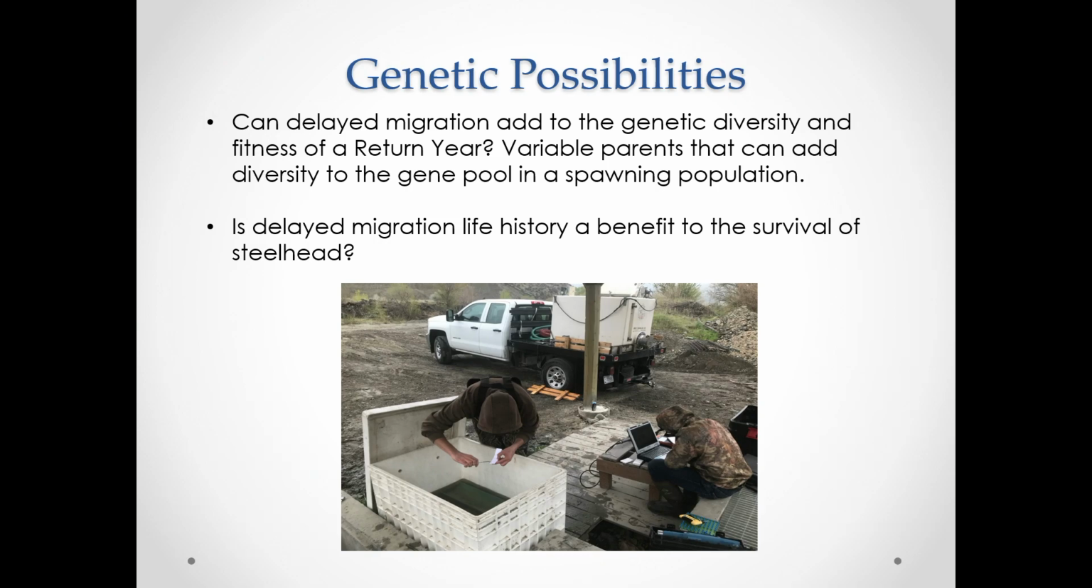Think about it as, so you have fish that are going out from one parent group in 1 year, and all of their friends and relatives went out and they stuck around for another year, and then went out with a different set of parents that spawned the previous year. So what can this add to the genetic pool and the spawning population, similar to kelts that will repeat spawn and add to that population? Are we adding a different life history strategy that can be a benefit to the survival of steelhead?